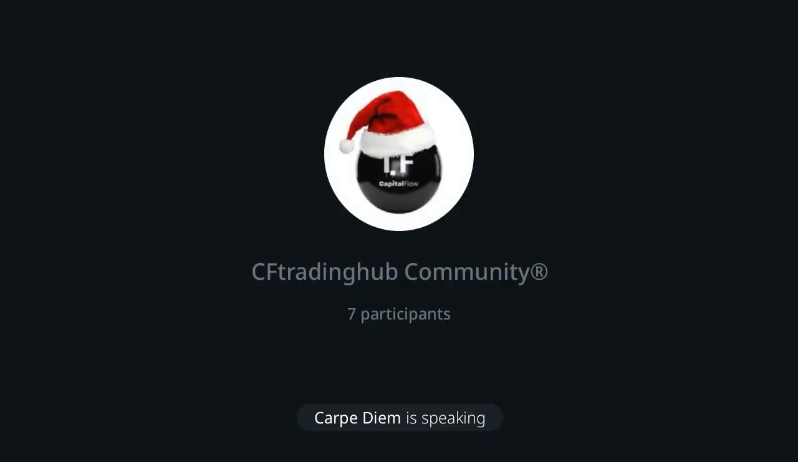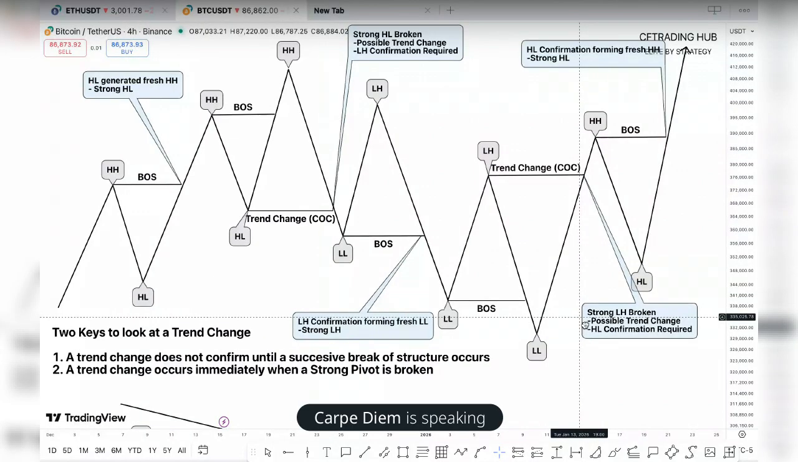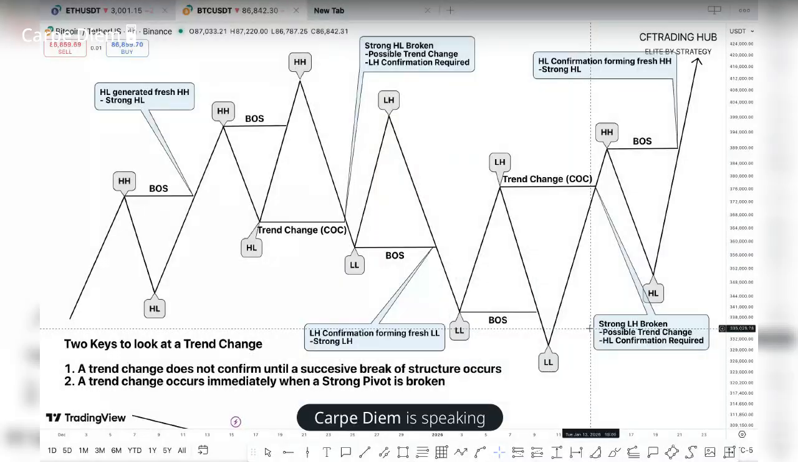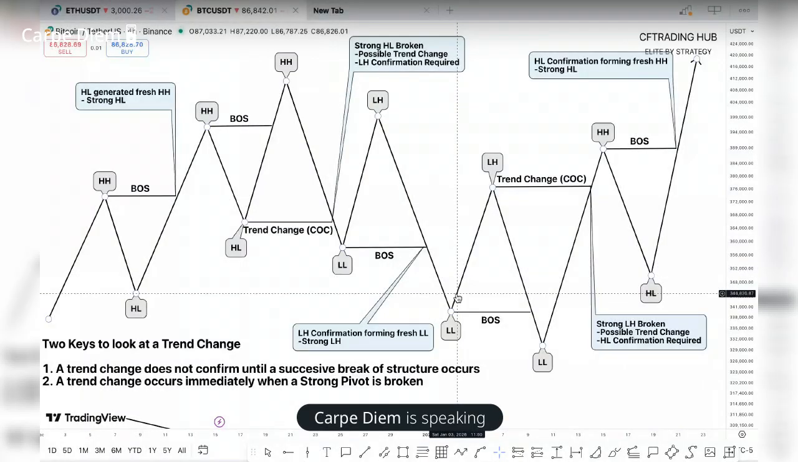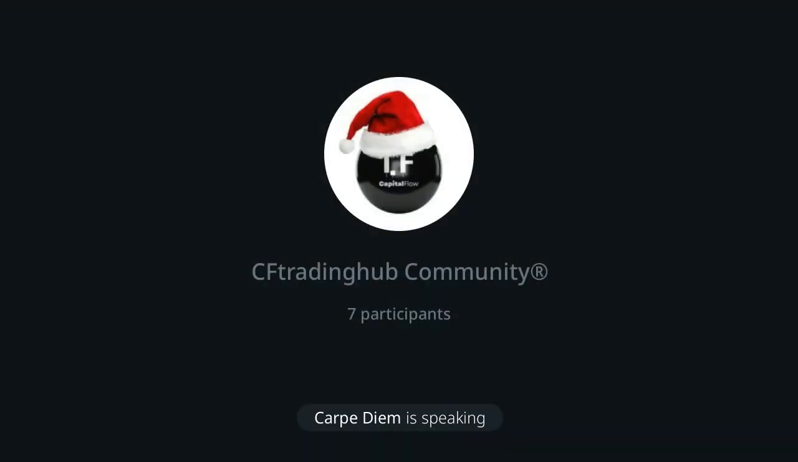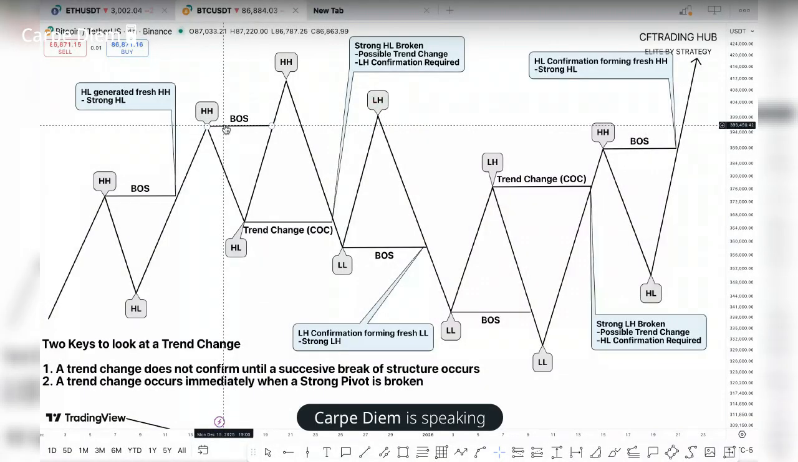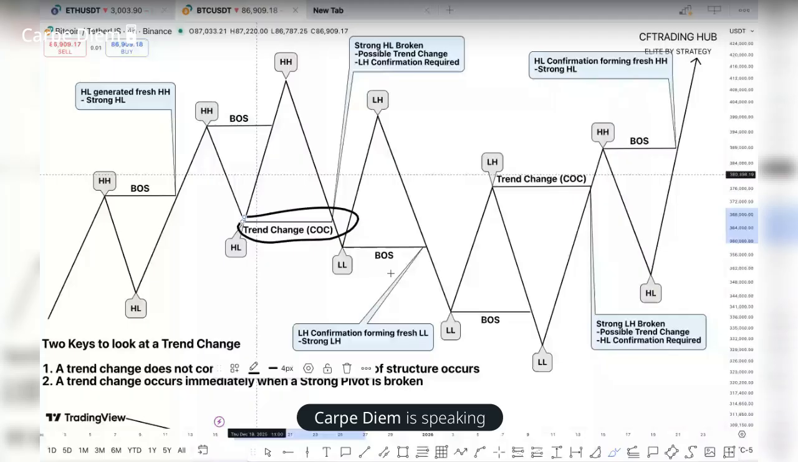Now we'll talk about change of character. The change of character basically means a change in the trend. If we are in an uptrend, the character changes from an uptrend to a downtrend. That is when the change of character happens. Just like you can see over here, a BOS signals continuation, another BOS over here signals continuation. Then a change of character over here. Let me just mark them out so you can see. So a change of character signals a change of structure.